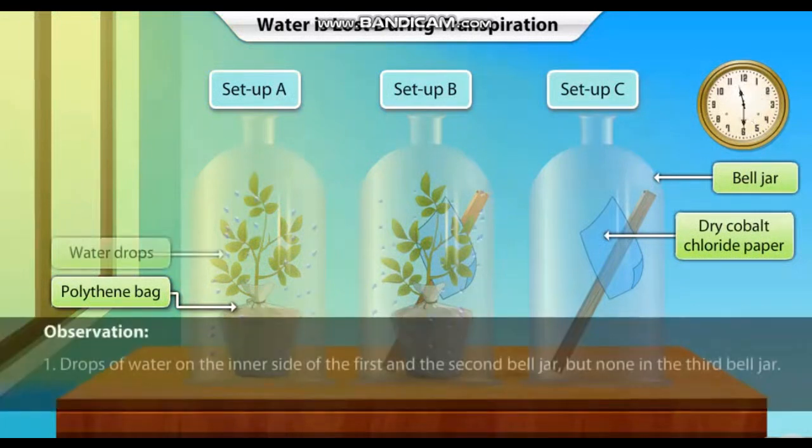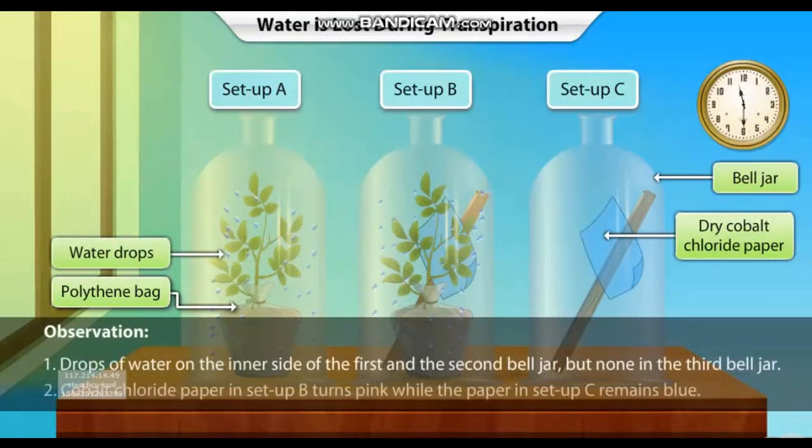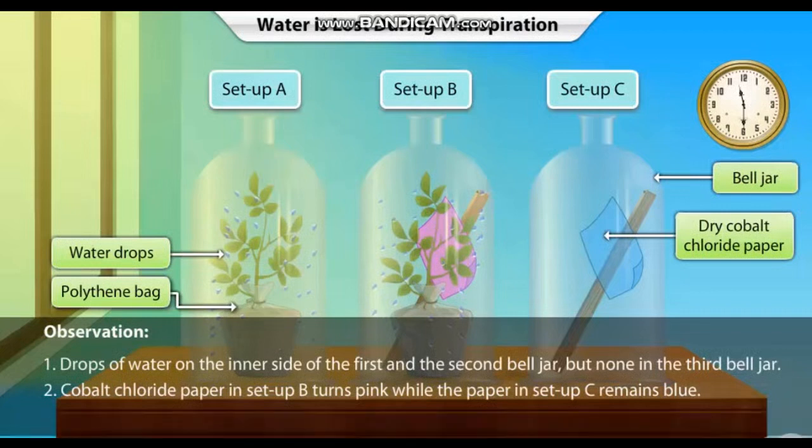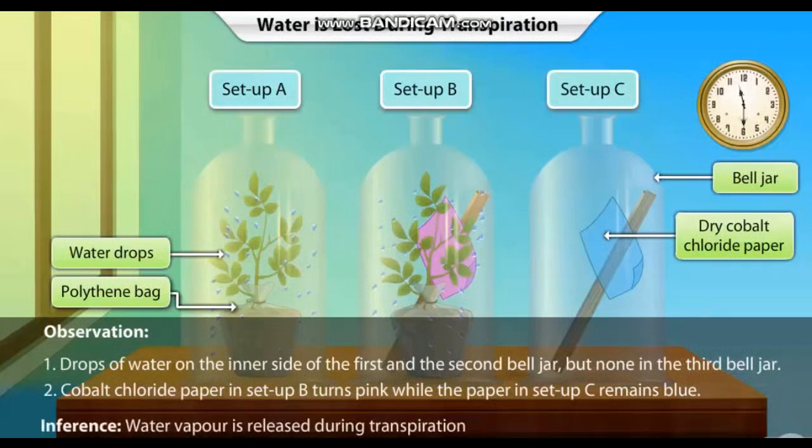After half an hour, drops of water are observed on the inner side of the first and the second bell jar. At the same time, it is observed that the cobalt chloride paper in Setup B turns pink while the paper in Setup C remains blue. Also, the inner walls of the bell jar in Setup C do not show any drop of water. This indicates that the drops of water accumulated in the bell jar are due to condensation of water vapor released by the plant during transpiration, which changes the color of the cobalt chloride paper from blue to pink.